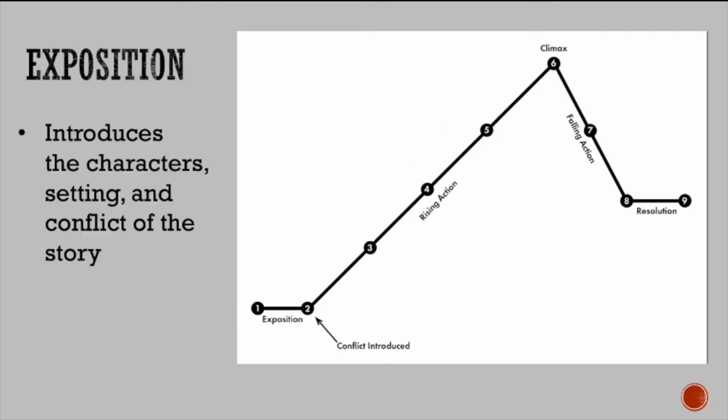Start with the exposition. The exposition is at the beginning of a story. It introduces the characters, setting, and the conflict of the story. This is where we learn who, what, where, and maybe a little bit about why the events of the story are happening. This is really important because it sets up the rest of the story.